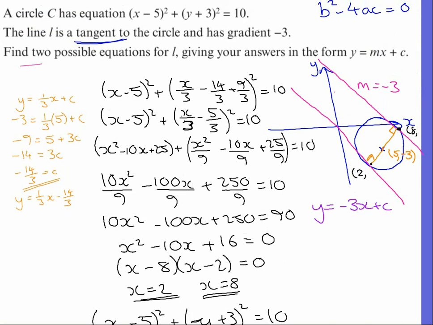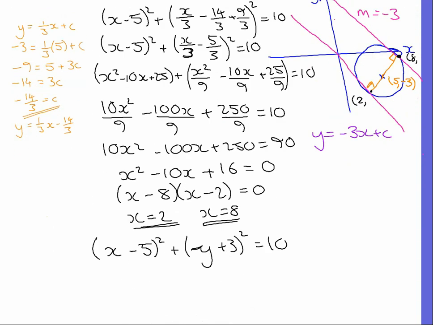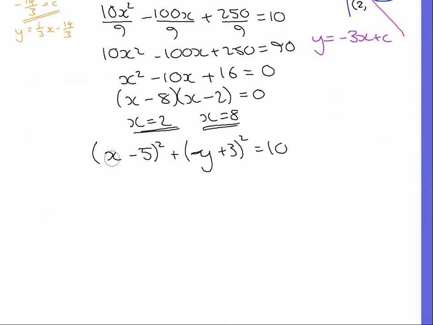Oh, I could use this one. I could use this one because they're also on that line. So take your pick. I've written this one now, so I'm going to use it. So what's 2 take away 5? That's minus 3. Minus 3 squared is 9. So I've got 9 plus (y plus 3) squared, and that's equal to 10. I'm not going to expand that because I can solve it like I'm completing the square here. So we get (y plus 3) squared is equal to 1.